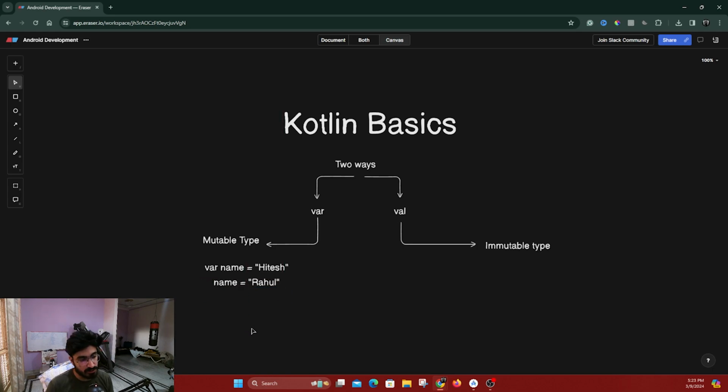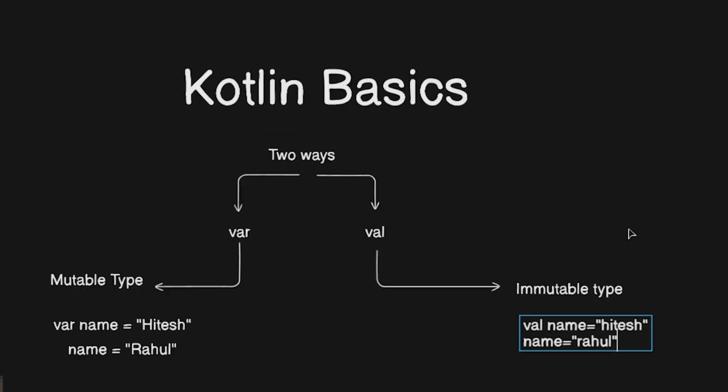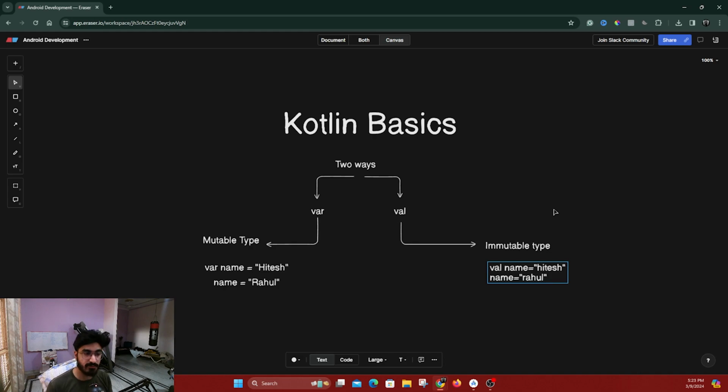Name will actually change, and in the case of immutable type, if I try and say val name is equal to Hitesh, and if I try to change the name here, name is equal to Rahul, now the compiler will actually start to give me errors because val cannot be reassigned. That's the difference between var and val.